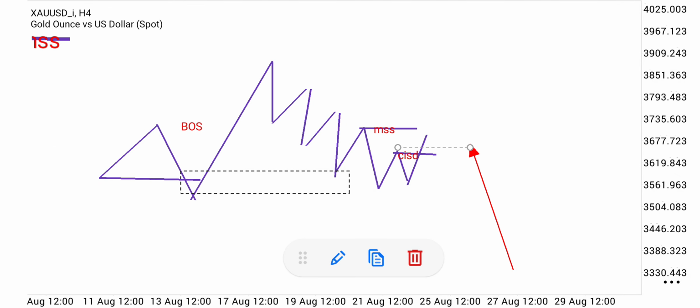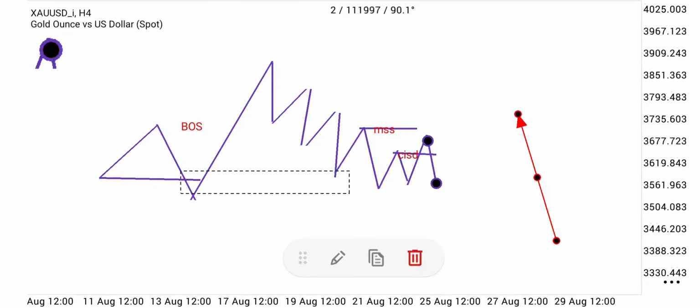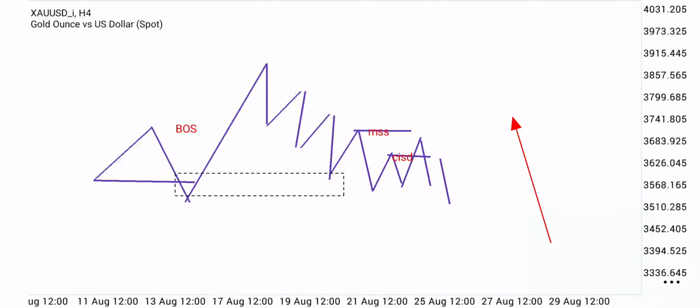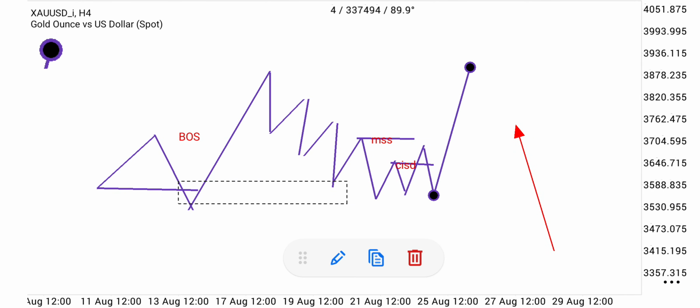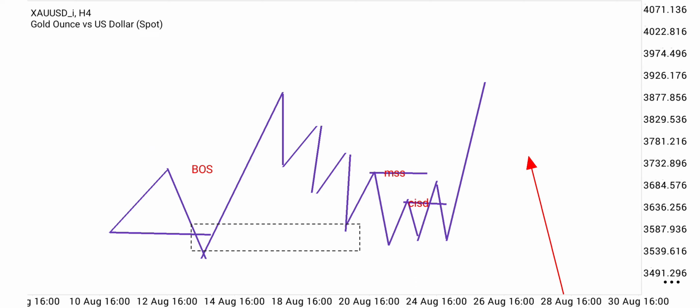So your entry is going to be something like this. Since it has broken this level here, then it will end up breaking this level. You would expect the price to return somewhere around here, then your entrance might be here. Then after that the price will shoot up. Mostly it will shoot up without too many corrections.